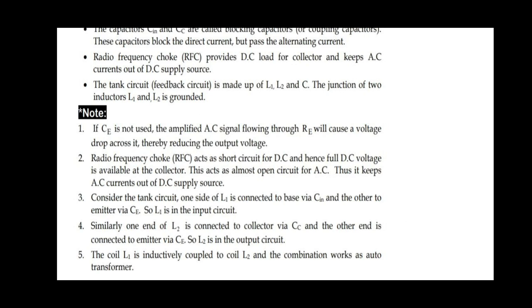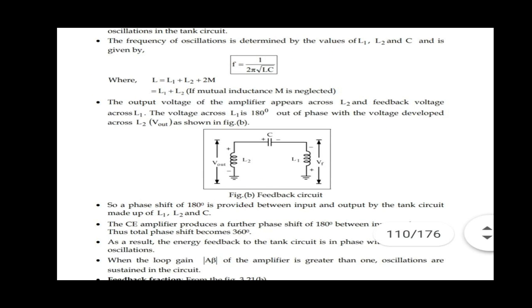This cycle is repeated continuously. Charging and discharging take place continuously, giving a sinusoidal waveform at some frequency. That frequency can be adjusted based on the values of C and L. The charging and discharging create undamped oscillations in the tank circuit.